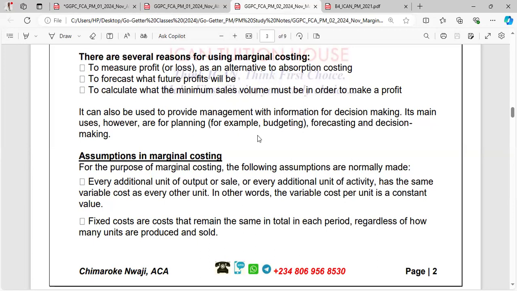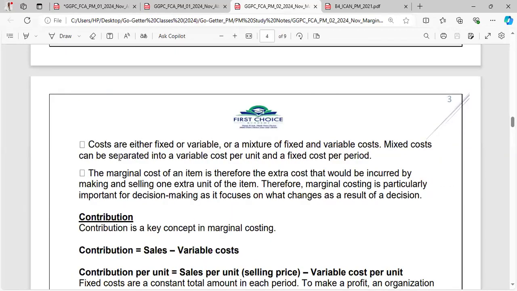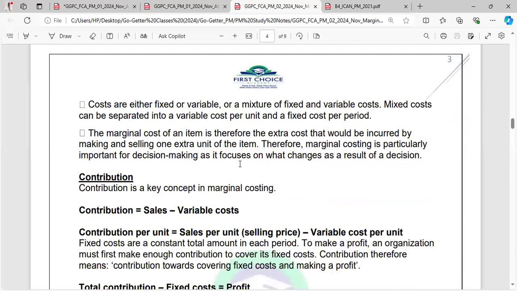Now that we know this principle, let's look at another one here. Costs are either fixed or variable, or they can be a mixture of fixed and variable costs, because we have mixed cost which is semi-variable, and mixed costs can be separated into their variable cost component and fixed cost component per period. So that is known. The marginal cost of an item is therefore the extra cost that will be incurred by making and selling one extra unit of the item.